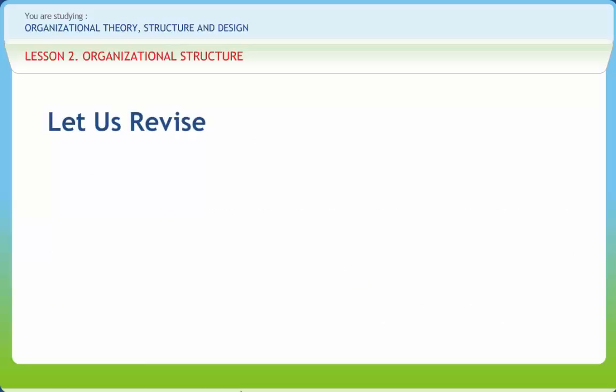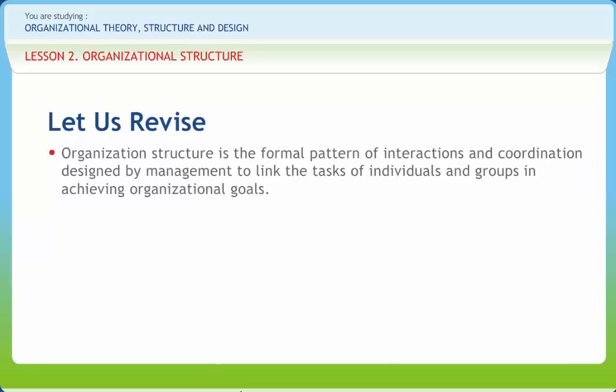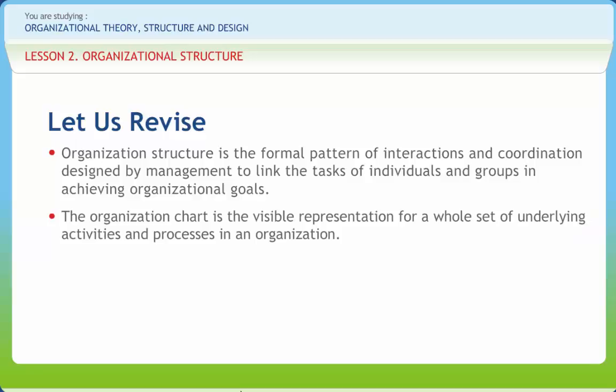Before we end, let us briefly revise what we have studied so far. An organization structure defines how job tasks are formally divided, grouped and coordinated. Organization structure is the formal pattern of interactions and coordination designed by management to link the tasks of individuals and groups in achieving organizational goals. The organization chart is a line diagram that depicts the broad outline of an organization structure. The organization chart is the visible representation of a whole set of underlying activities and processes in an organization.